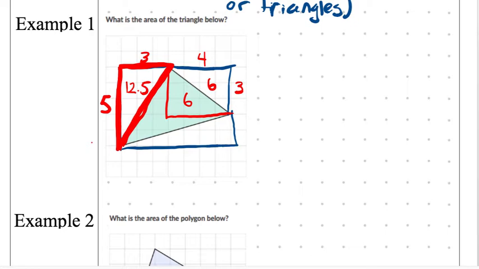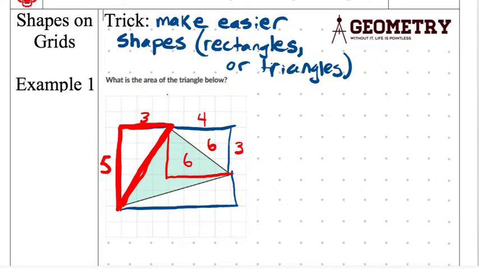Wait, no. 7.5, sorry. 7.5? Let's back up here. How'd you get 7.5? Half of 15, which is the area of what would be 2 of those triangles.